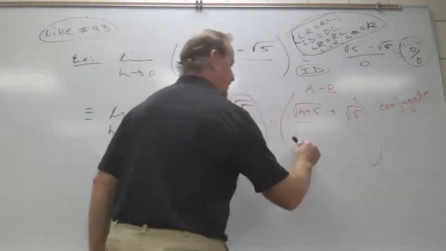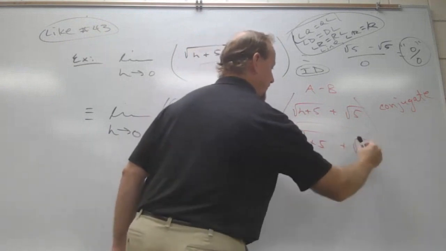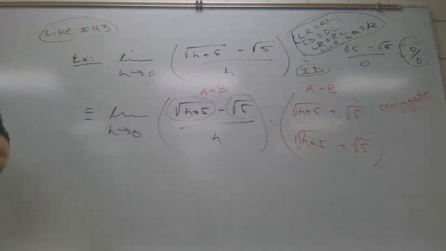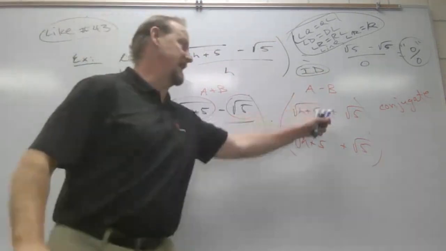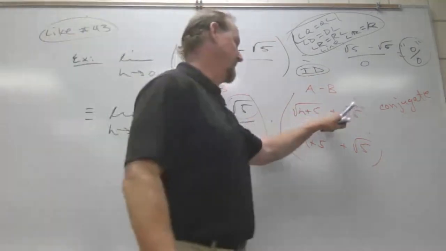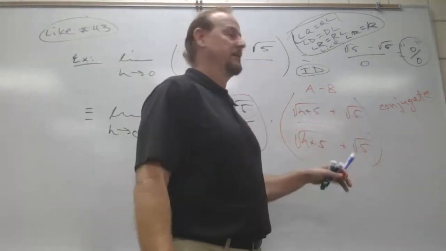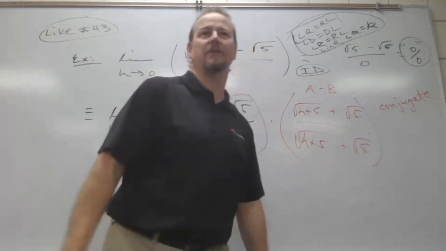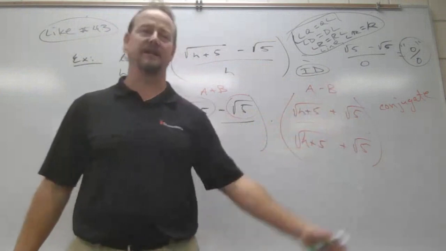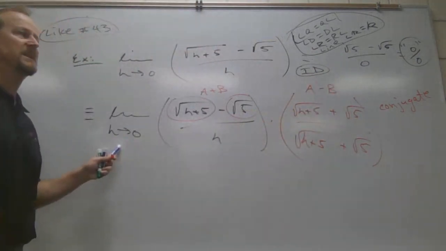Now, what I did to the top, I got to do to the bottom. So this is square root of h plus 5, and then plus square root of 5. So I multiplied top and bottom by the same thing. By the way, is this going to equal 0? Close to 0? No, it's going to be square root of 5 plus square root of 5 over square root of 5 plus square root of 5, which is 2 square root of 5 over 2 square root of 5, which is close to 1. Well, it's exactly equal to 1, actually, no matter what h you plug in.